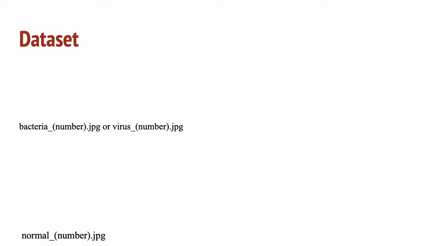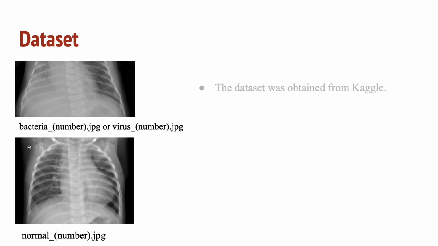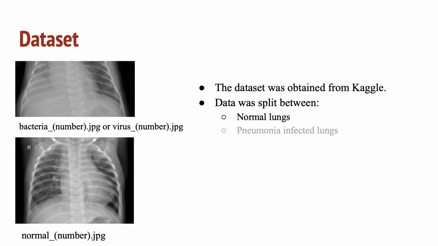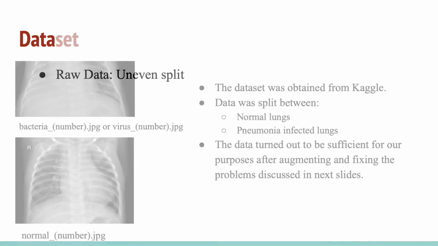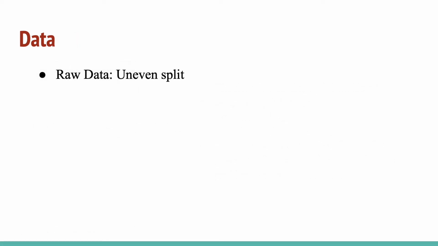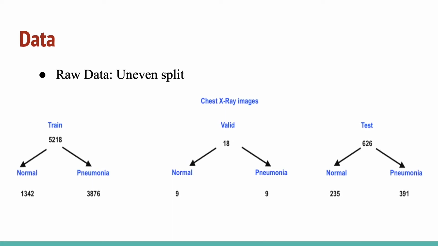The original dataset that our team obtained from Kaggle had two classes, namely normal and pneumonia. Each image in pneumonia had viral or bacteria in its description. The data was pretty basic and needed cleaning and proper structure to be able to train our model efficiently. Originally, the data was split into test, train and valid but was highly disproportionate, as evident. With only 18 images in the validation dataset, model validation would have been very poor.